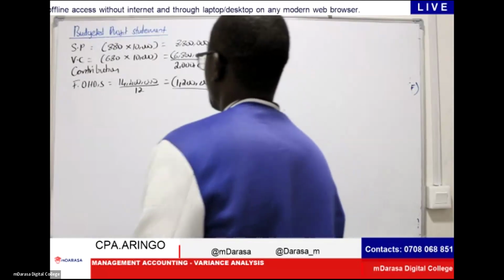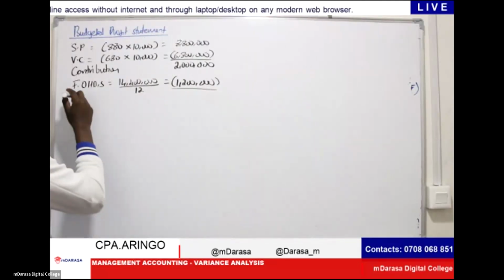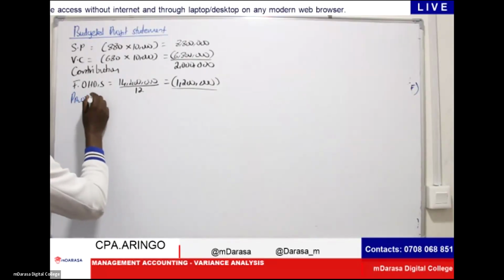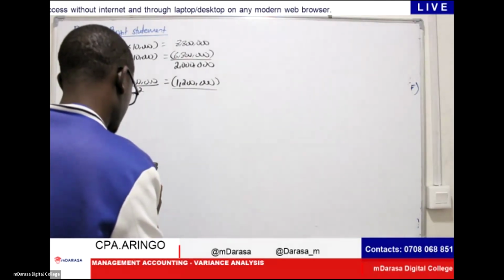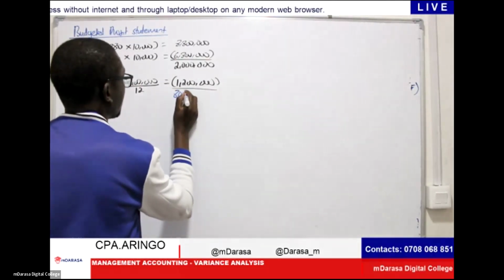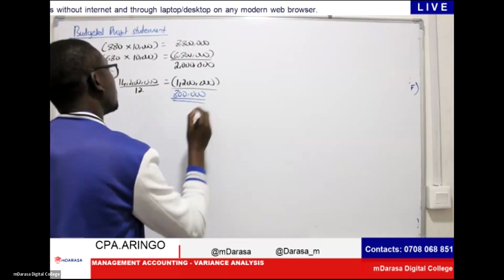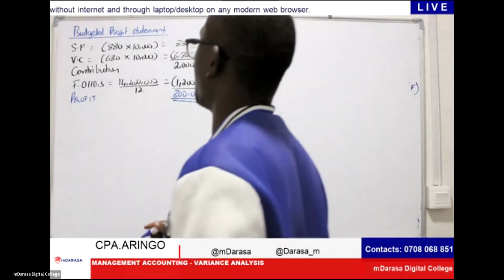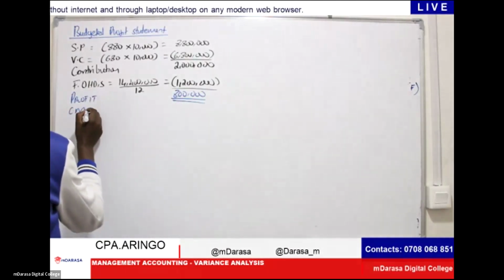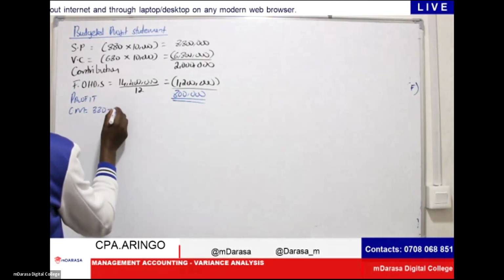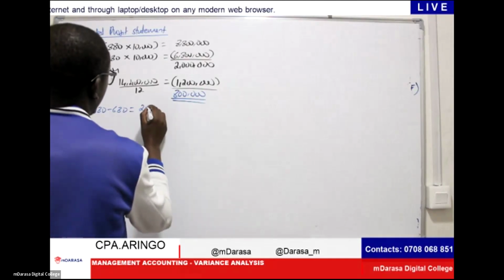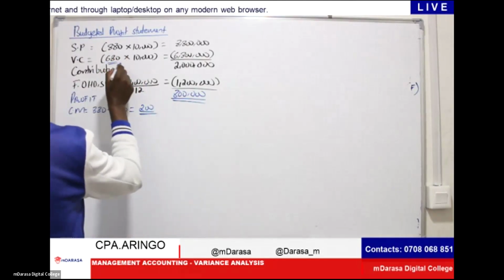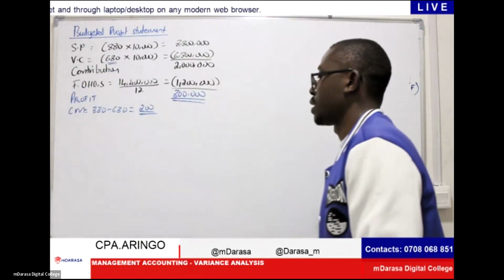So that our profit will be the 2 million minus 1.2 million, giving us 800,000. This is where my contribution margin, 880 minus 680, is our contribution margin. Whatever we had here, selling price per unit minus variable cost per unit.